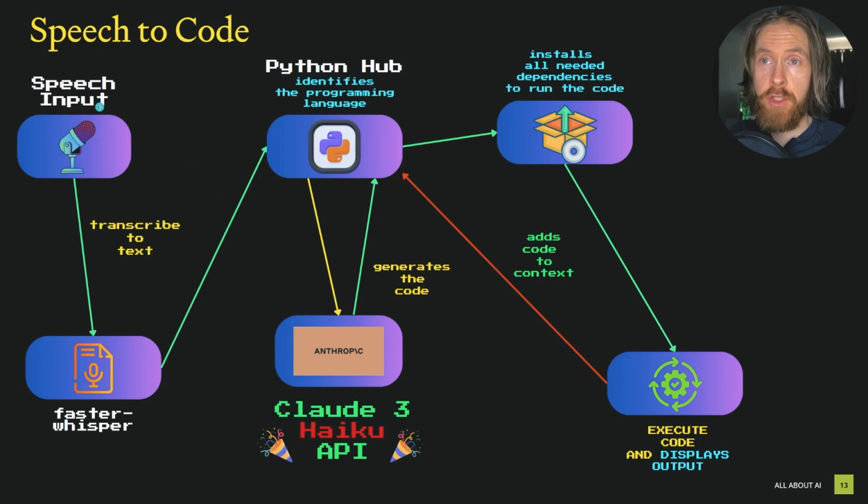So we start here on the top left with our speech input, right? This is going to be transcribed to text using faster Whisper. This is built on OpenAI's Whisper. This text is going to be sent to our Python hub. The first thing it's going to do is to identify the programming language we are going to use, right? And it's going to send that information over to the model we are going to use.